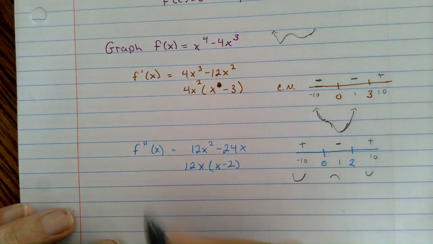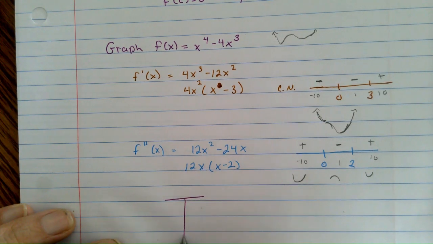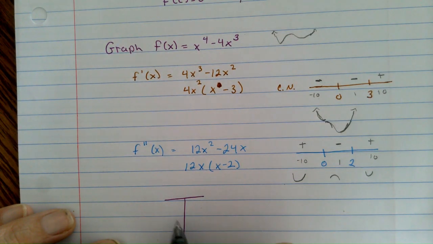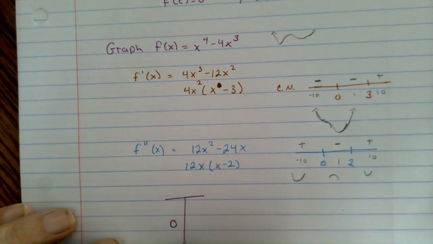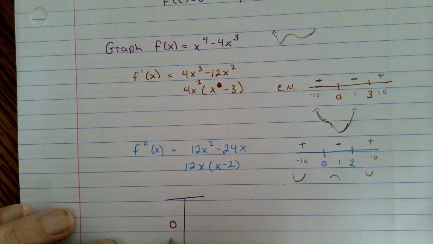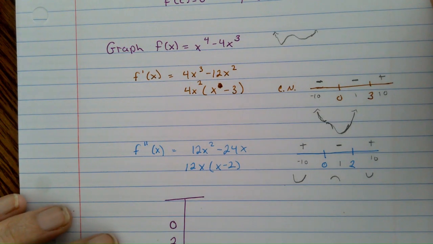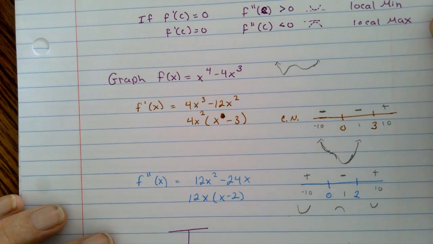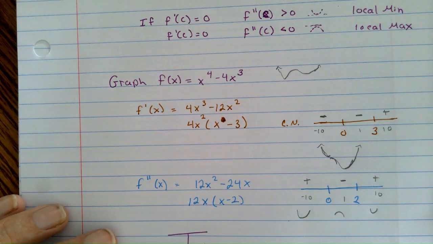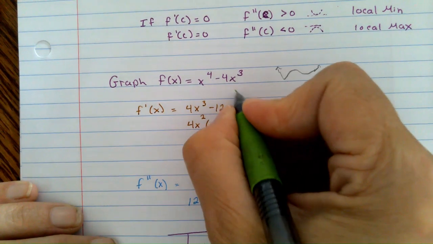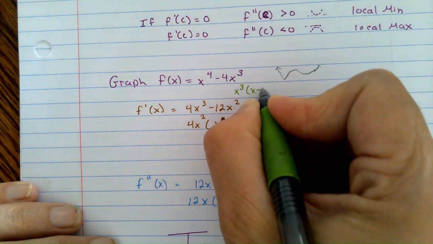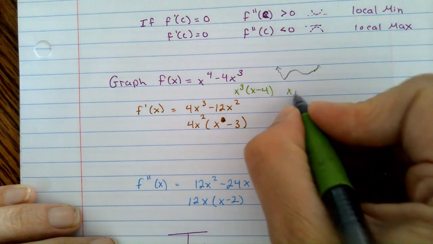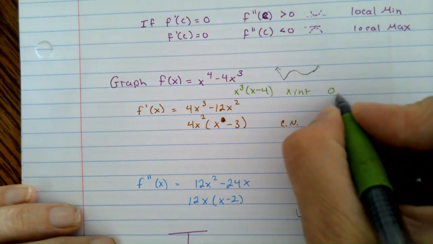So points that we came up with: 0, 2, and 3. Okay, and if I come back up to the original, I'm going to go ahead and factor that. x cubed, x minus 4. We have x-intercepts of 0 and 4.